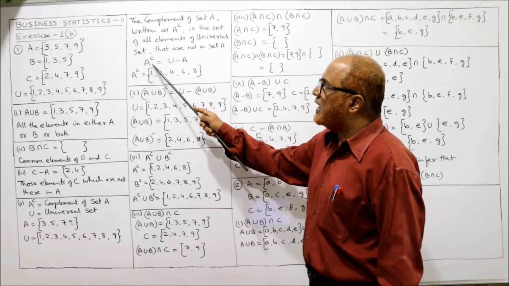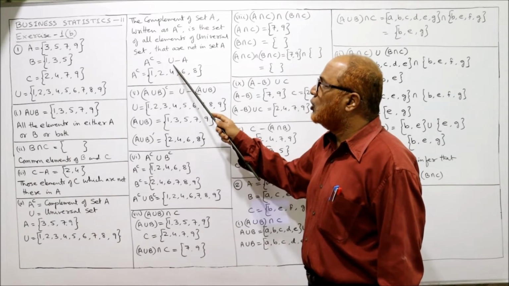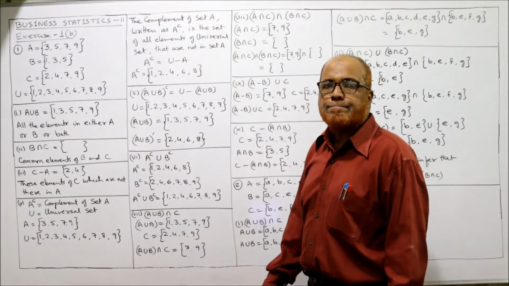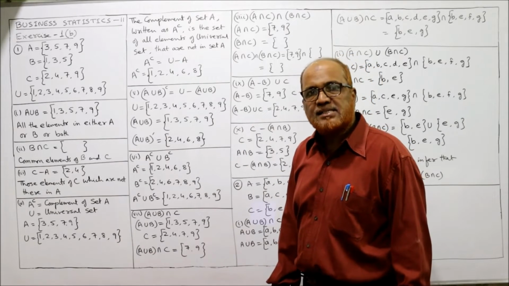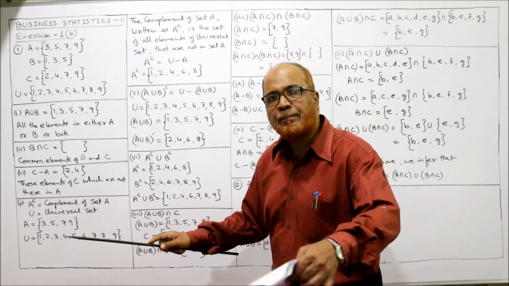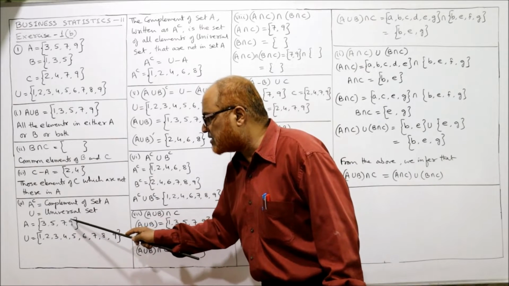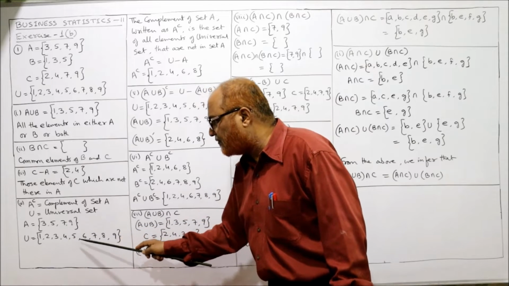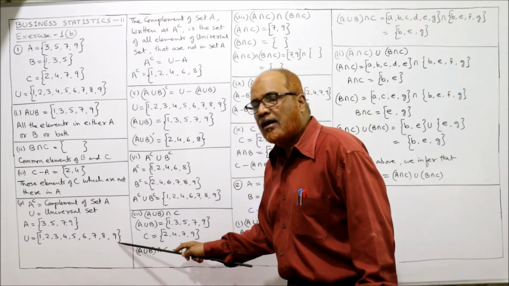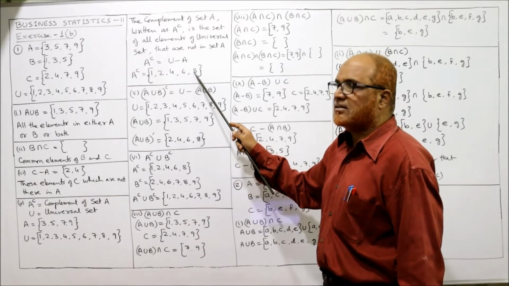So in other words, A^C, A complement, is equal to universal minus A. From this universal set, subtract the elements of A. Don't take 3, 5, 7, 9. Ignoring these 3, 5, 7, 9, the remaining items we take. The remaining items are 1, 2, 4, 6, 8.